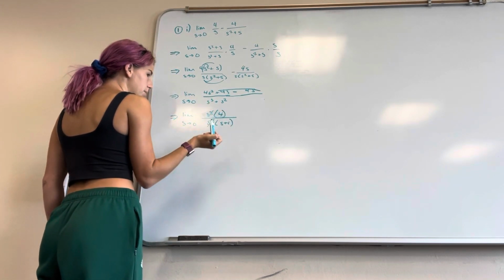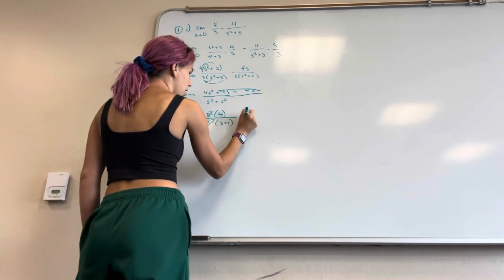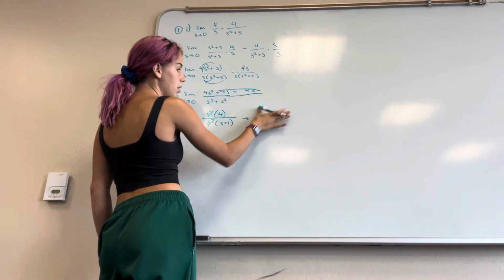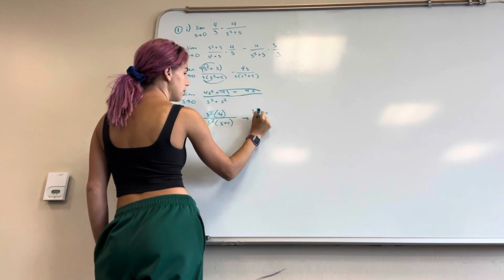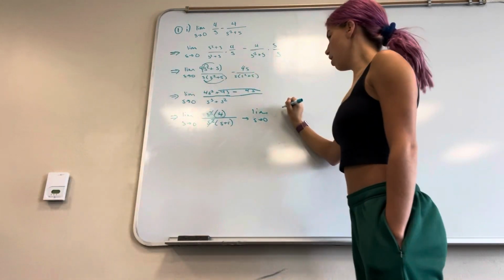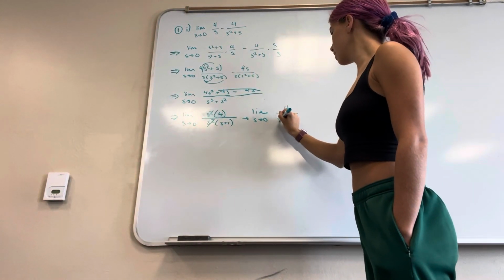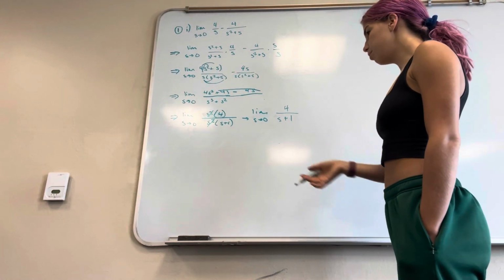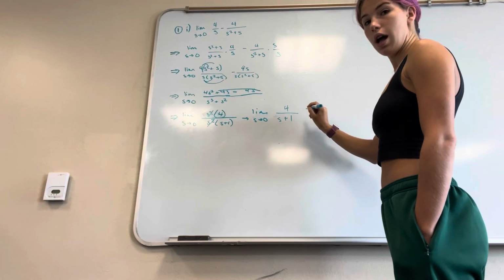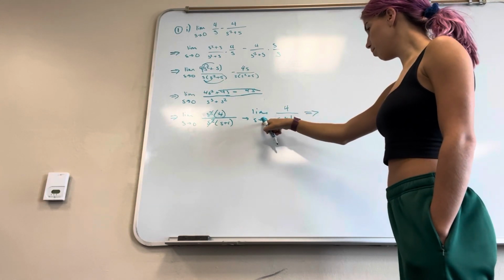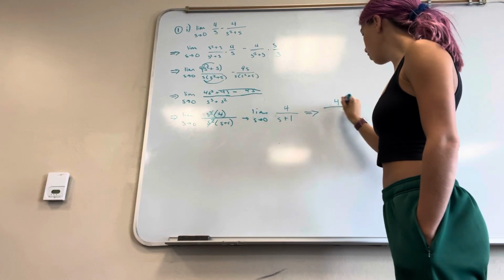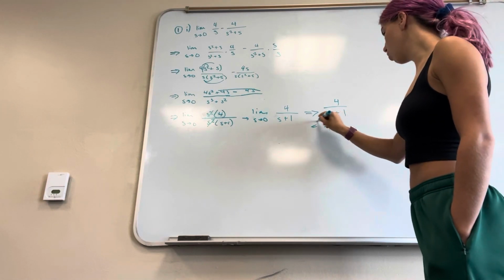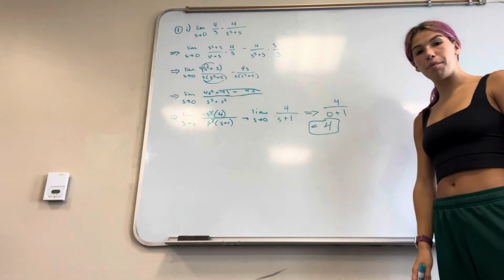We can cancel both of these. And then we're going to be left with, oh, well, wait, sorry, we're going to be left with the limit as s is approaching 0 of 4 over s plus 1. And then from here, we can apply the limit. So I'm going to just put 0 in for s. So 4 over 0 plus 1 equals 4 over 1. So that's just 4. And then that's your solution for this problem.